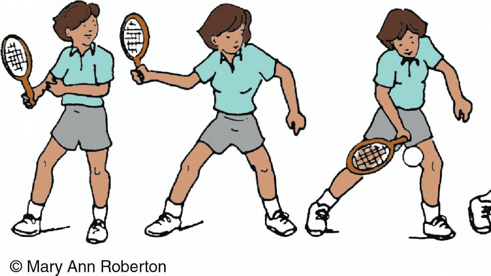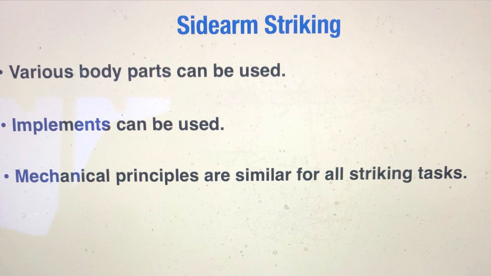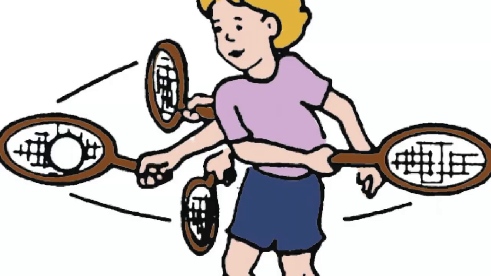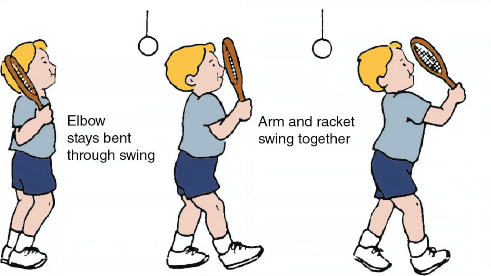In regards to sidearm striking, research data on the development of striking is sparse. It can be done with various body parts such as the hands or the feet. People can also swing a bat sidearm, a racket overhand, or a golf club underhand. We focus on one-hand sidearm striking with an implement and one-hand overarm striking with an implement.